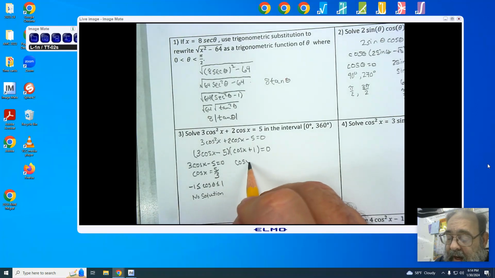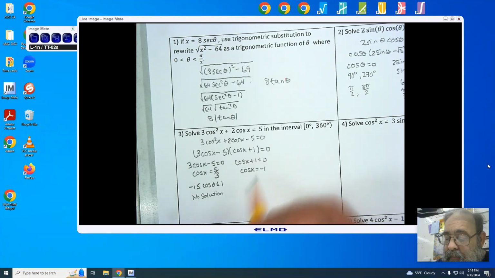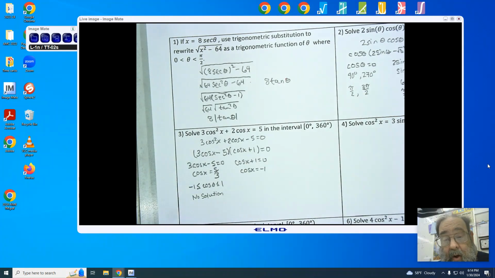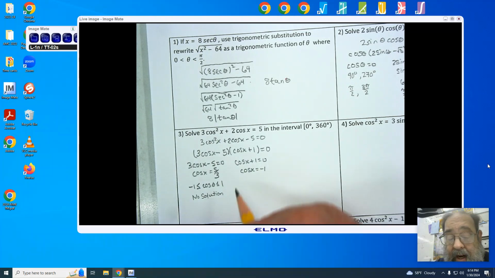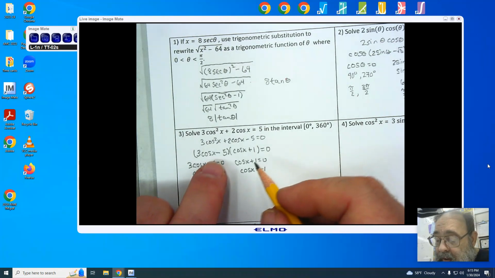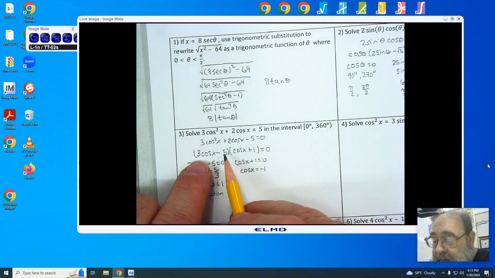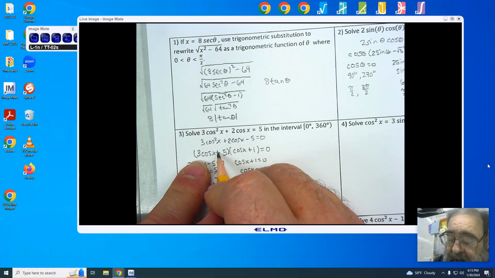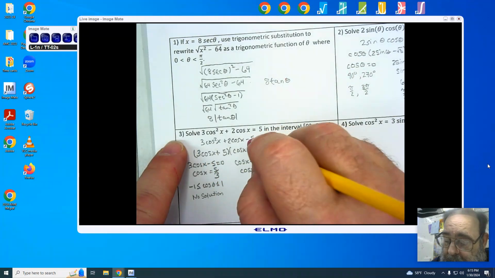Cosine of x plus 1 equaling 0 means that the cosine of x is equal to -1. We know that the cosine of x is going to be equal to -1 at 0 degrees, it should be a positive 1. Did I do that correctly? Let me double check. Oops, I have my signs backward. That's going to be a problem.